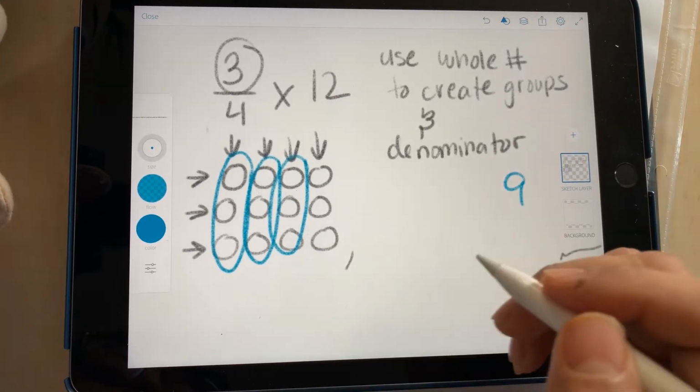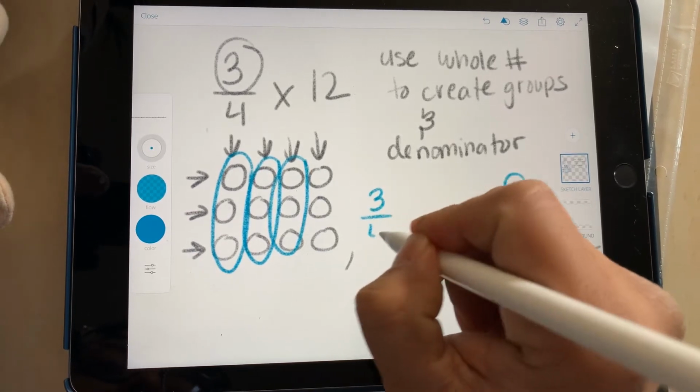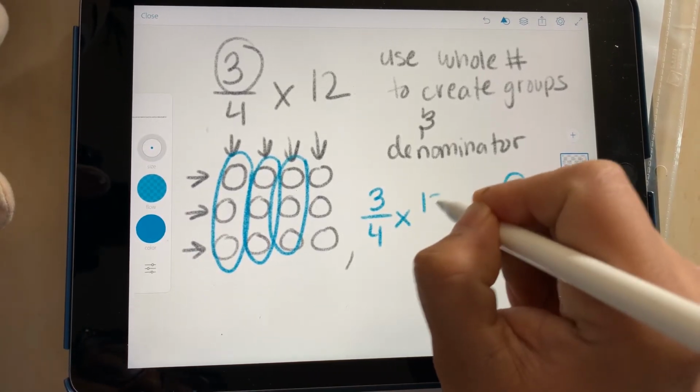But just to double check, let's use the algorithm. So we have 3/4 times 12.